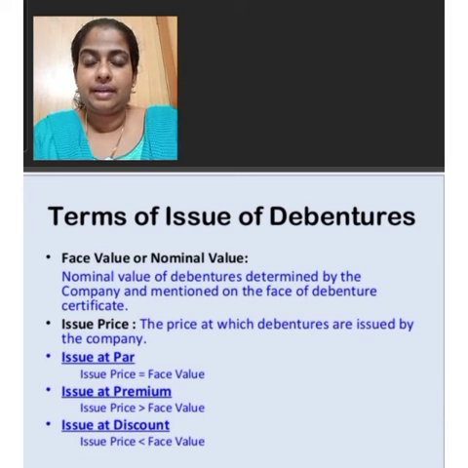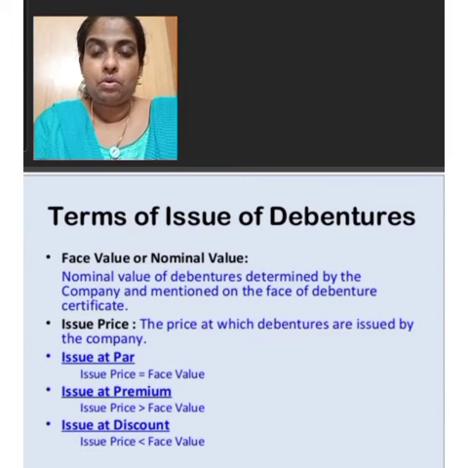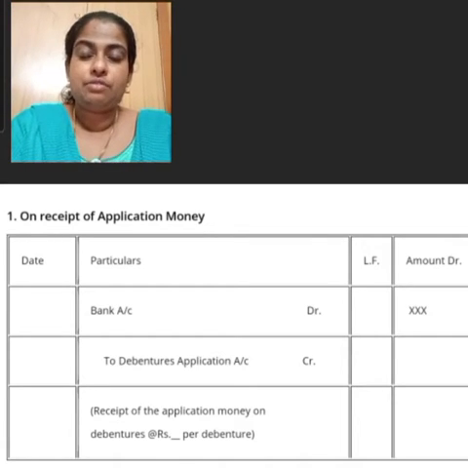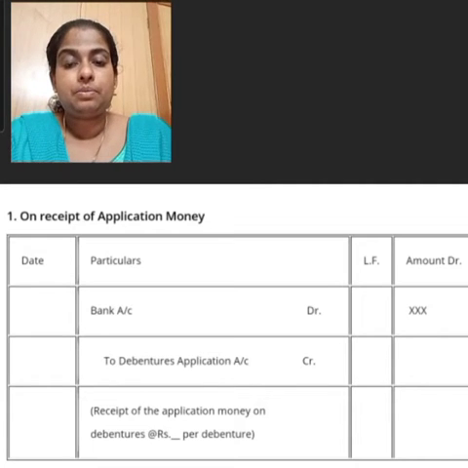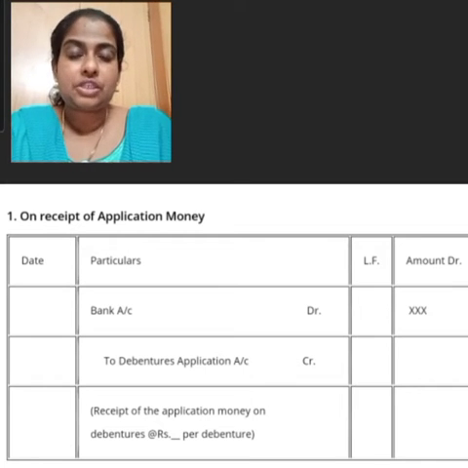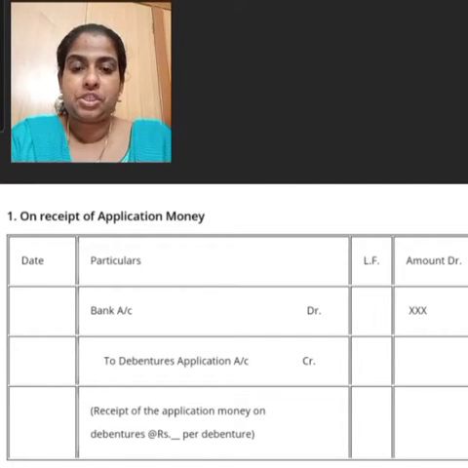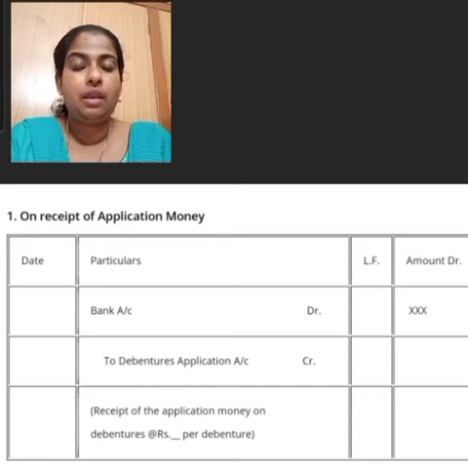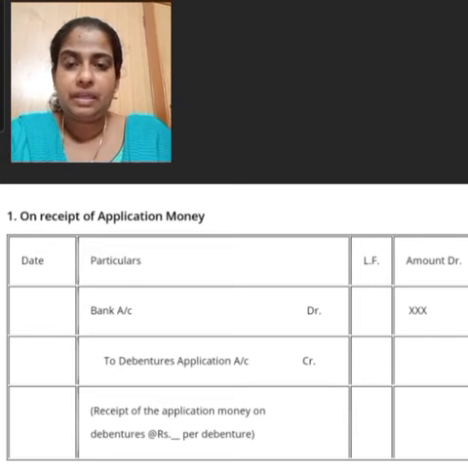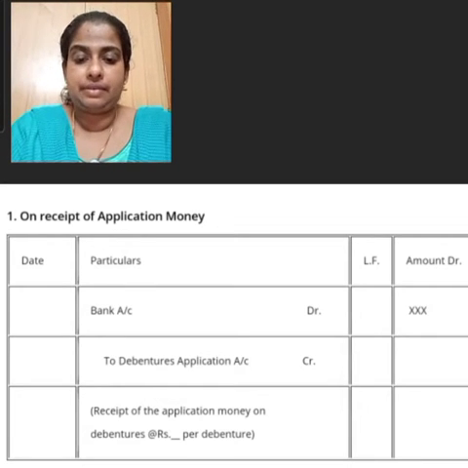Next, we are going to study the important journal entries to be passed in the books of the company at the time of issue of debentures. While journalizing, first we have to write the journal entry for receipt of application money. Just like shares, at the time of receiving application money, the journal entry will be Bank Account debit to Debenture Application Account. Narration: being the receipt of application money on 10,000 debentures at the rate of 20 per debenture. This is the journal entry for recording application money received.